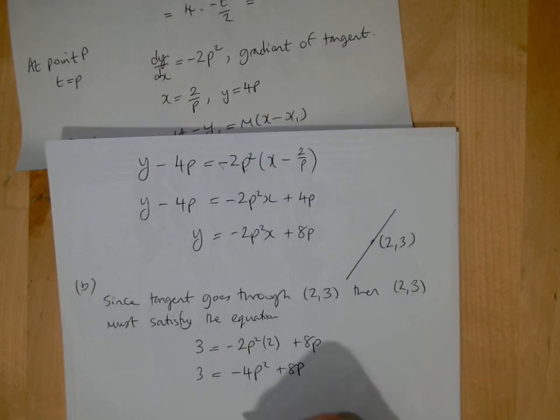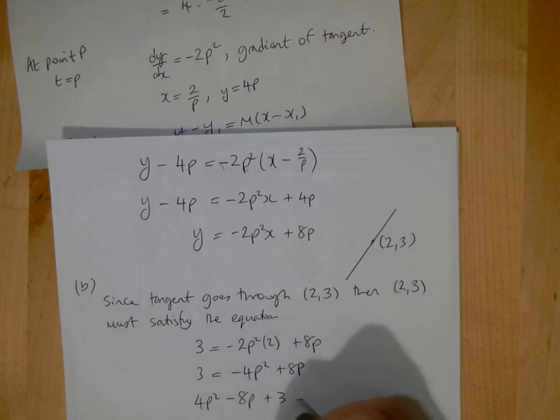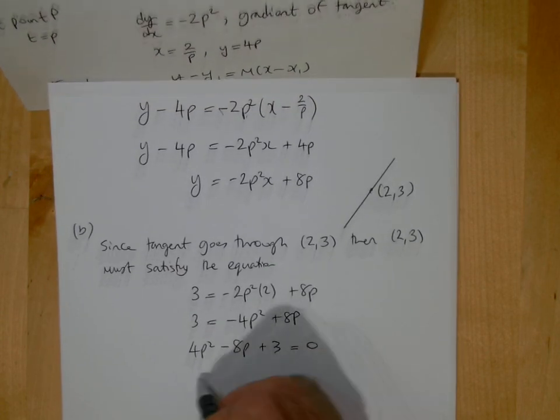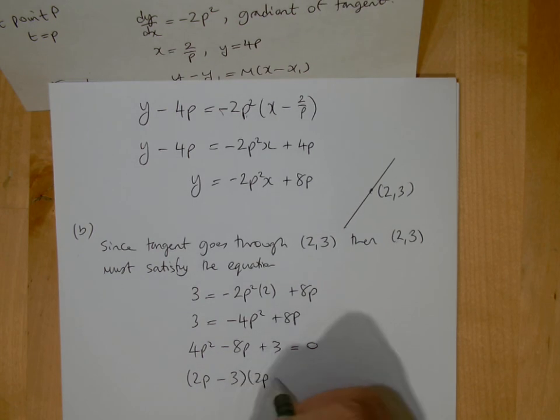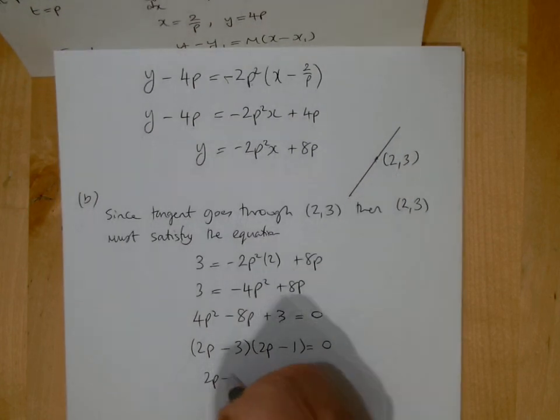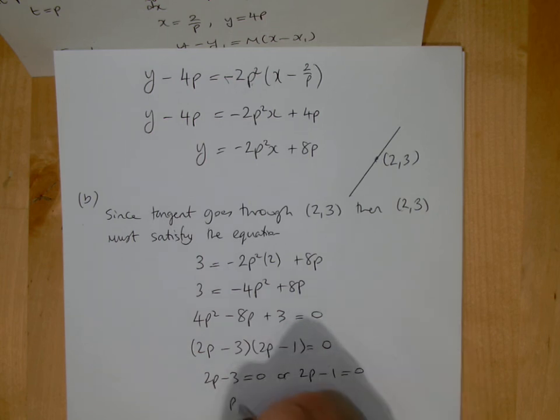And you can see then that you get a quadratic. So you get 4p squared minus 8p plus 3 equals 0 if you get everything to the left hand side. Now you factorize this, right? So I'll give you the answer straight away to factorizing it, but we would get this, right? So therefore you've got two things equal to 0. So either 2p minus 3 is equal to 0 or 2p minus 1 is equal to 0. So p would equal 3 over 2, or p would equal 1/2.